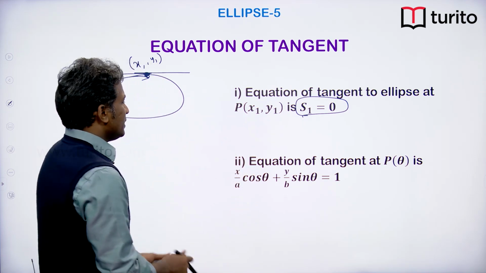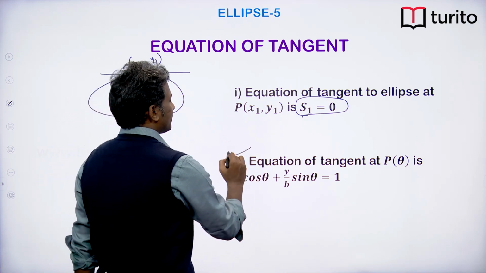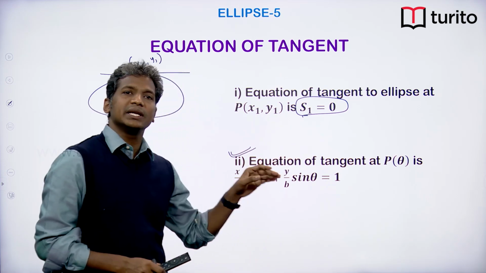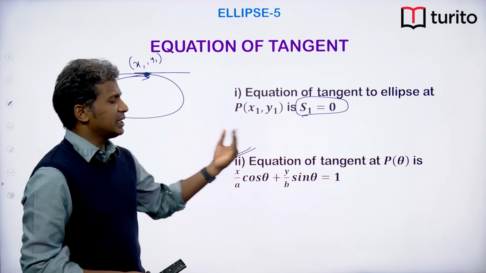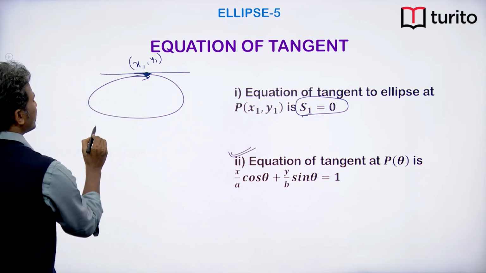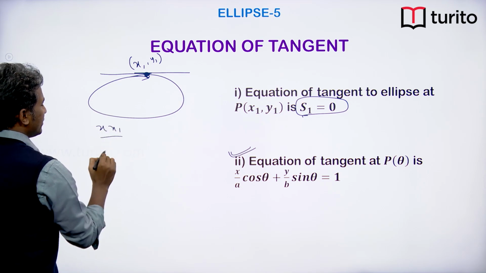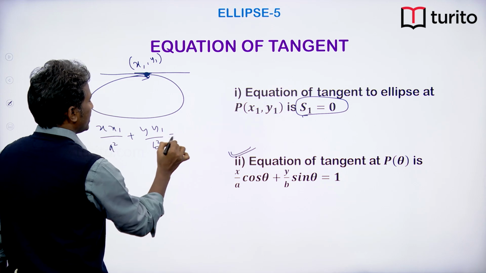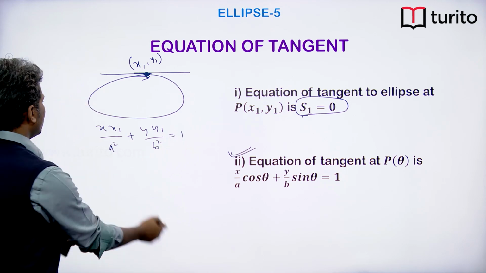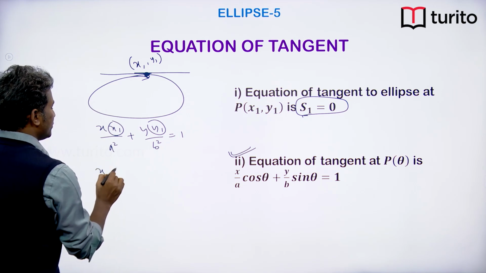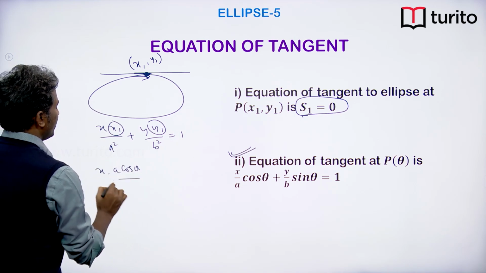And next, equation of tangent at P of theta, that means theta being the eccentric angle, what could be the equation? So, when I apply S1 equal to 0, what is the equation that I get? Xx1 by A square plus yy1 by B square equal to 1. Now, here in place of x1 and in place of y1, we can substitute A cos theta and B sin theta.